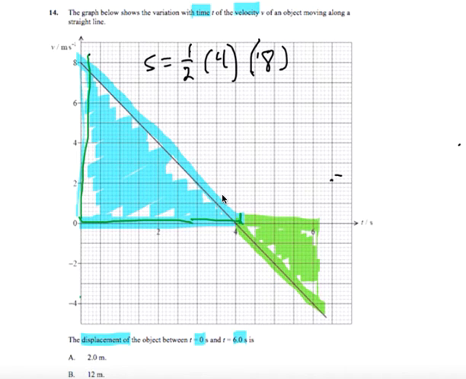the green region. That's 1/2 base times height. This base is 2 seconds, and this height is 4 meters per second. Now you might argue, oh, well, it's negative 4 meters per second, and that's a fair argument. But if we're talking about areas, we just want the magnitude of this area, so we'll leave it as positive, and we'll take it away from the whole. So 1/2 base times height.